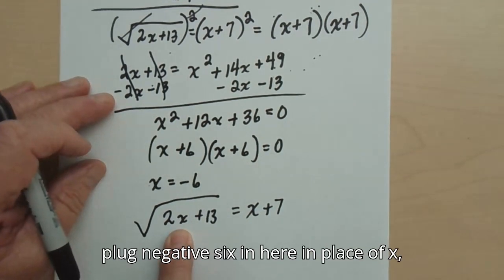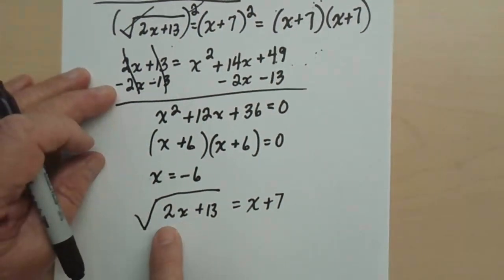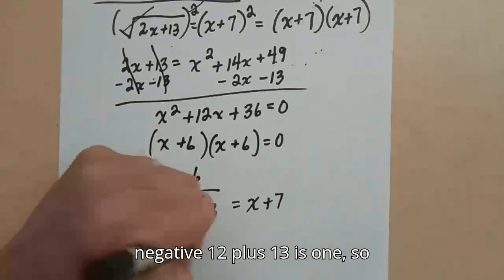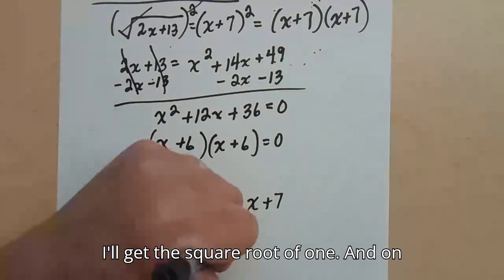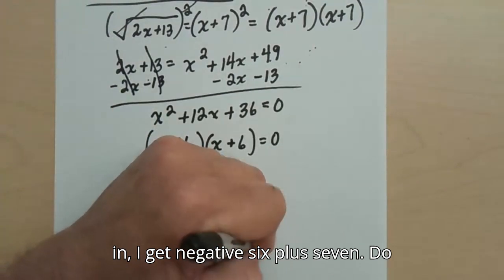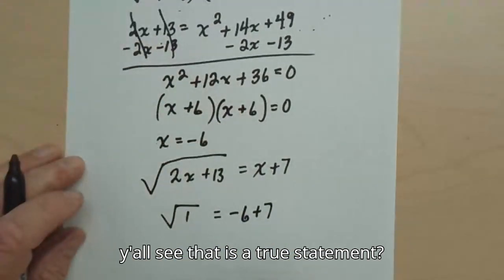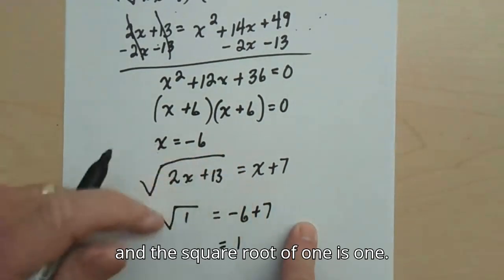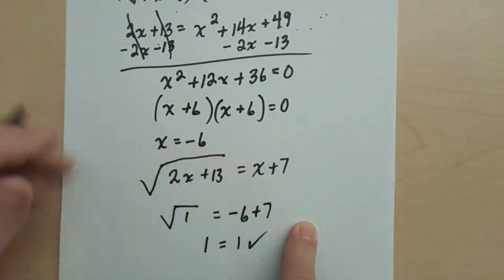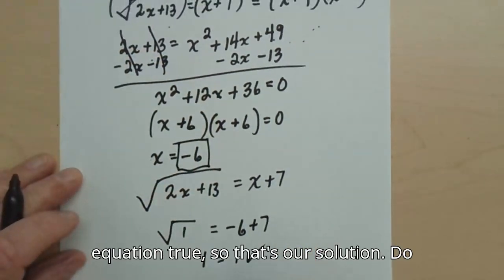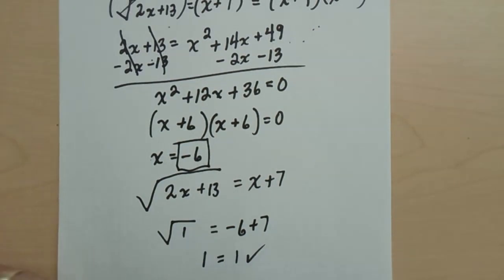If I plug -6 in here in place of x, 2 times -6 is -12. -12 plus 13 is 1. So I get the square root of 1. And on the other side, when I plug -6 in, I get -6 plus 7. Do y'all see that is a true statement? Because -6 plus 7 is 1, and the square root of 1 is 1. So -6 makes the original equation true, so that's our solution.